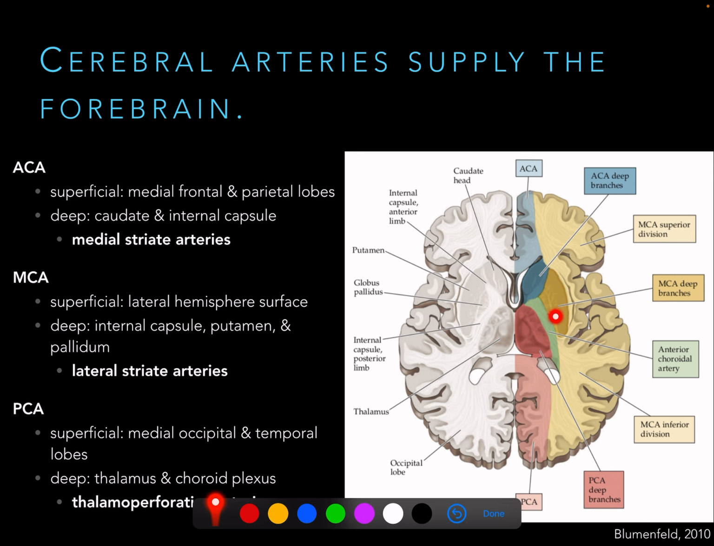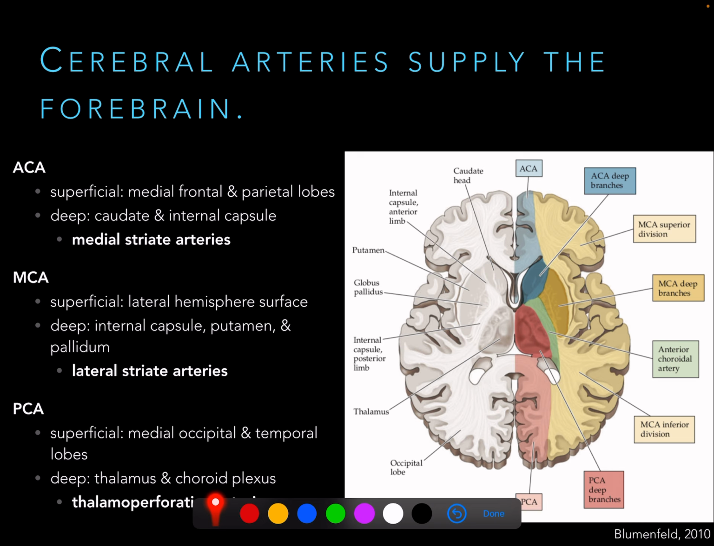So the anterior cerebral artery, superficial division shown here in this cross-section. The deep division is called the medial striate arteries. The medial striate arteries serve the internal capsule as well as portions of the basal ganglia, controlling face and arm movements.